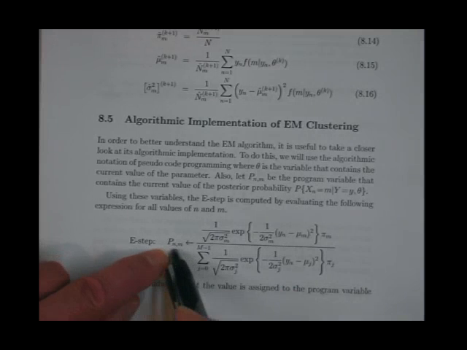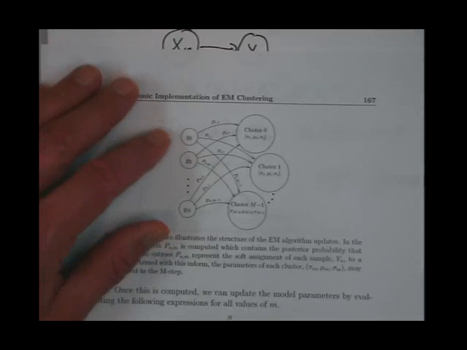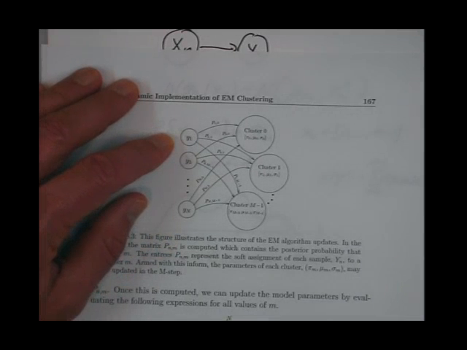So you update the P of MN, this is a matrix. The picture is like this. If you look at figure 8.3, I spent so much time drawing all these little figures. I hope you appreciate it.